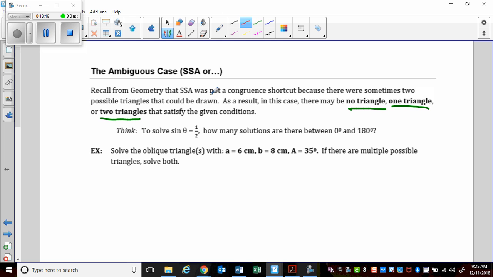To solve sine of theta equals 1/2, this happens when theta is equal to 30 degrees. But there are other places where sine is positive 1/2. I know at 30 degrees, and this reference angle is also going to be 30 degrees. So 180 minus 30 is 150 degrees also. So in quadrant 2, it could be 150 degrees.